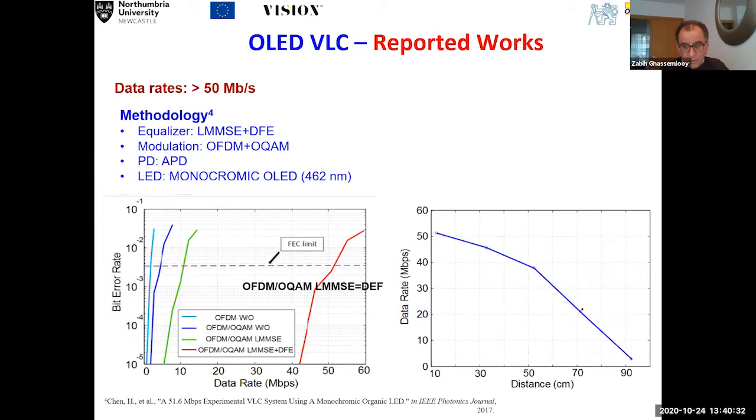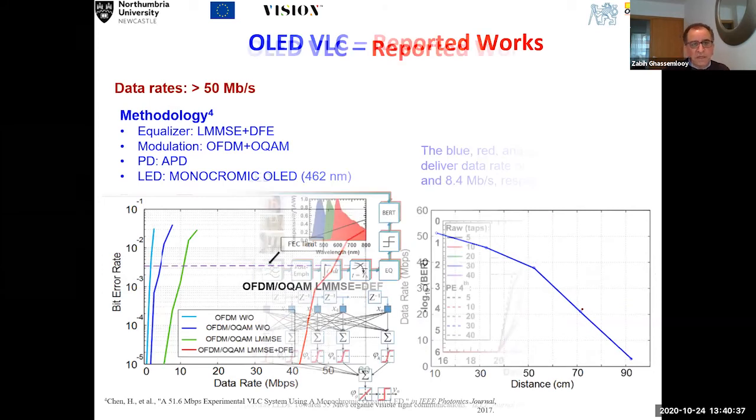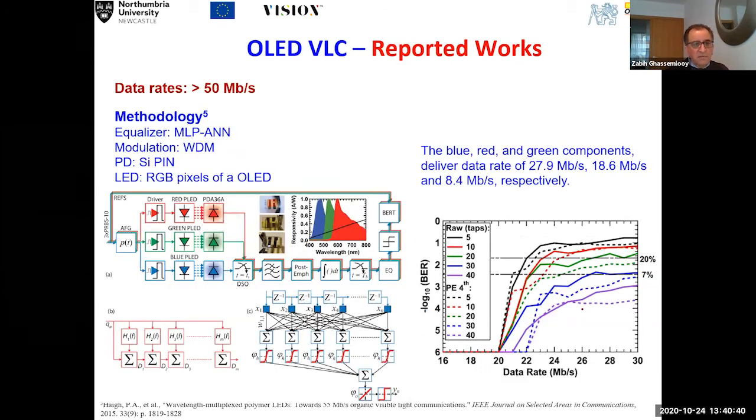What else do we have? Then we pushed this to 50 megabits per second. And this time we used wavelength division multiplexing. So we have three wavelengths, combining the different colors, each carrying its own data. And in total we managed to achieve 50 megabits per second. And this was in 2015, almost 5 years ago. So you can see that using wavelength division multiplexing, and without equalization, you can achieve very high data rates using these devices.